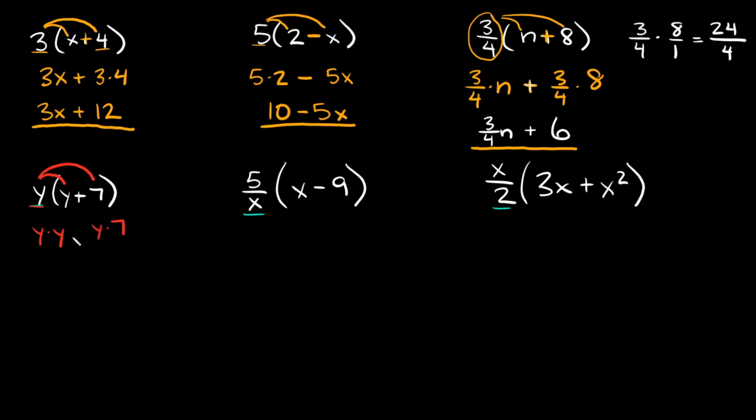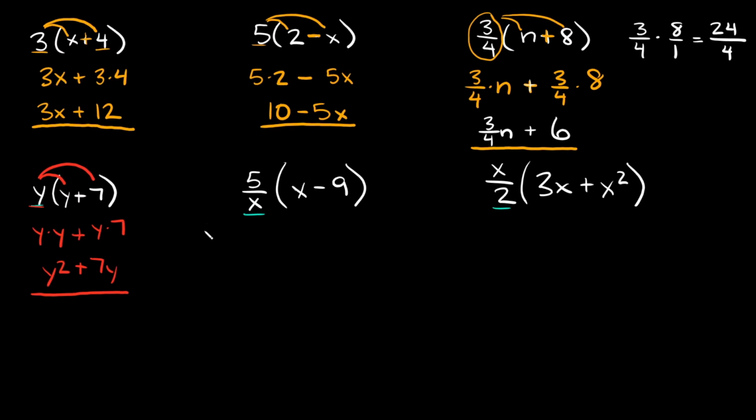And remember, we're adding here, okay? So y times y, that's the same thing as y squared, and we're going to add that to y times 7, or we can also reverse that and put it as 7 times y, right? So 7 times y is the same thing as just 7y, okay? So your simplified answer right here would be y squared plus 7y, okay?